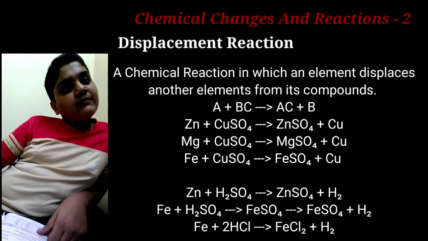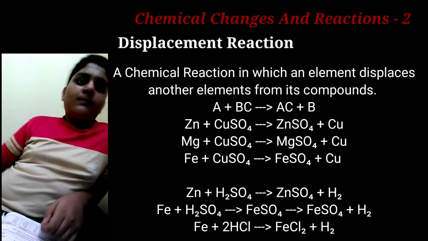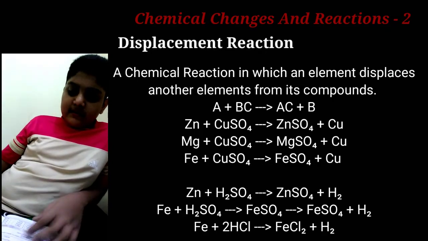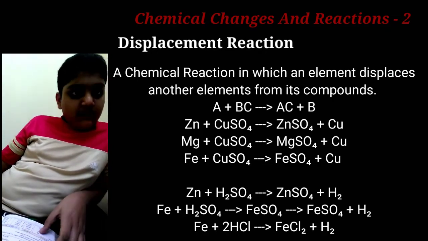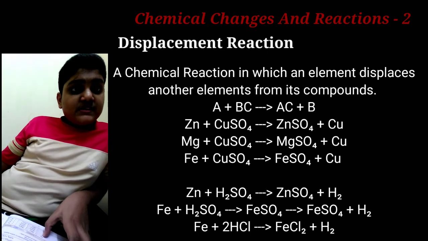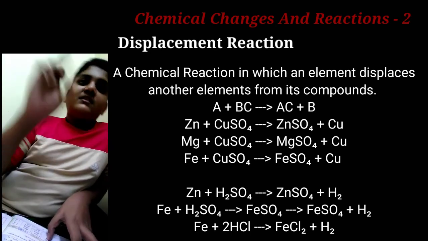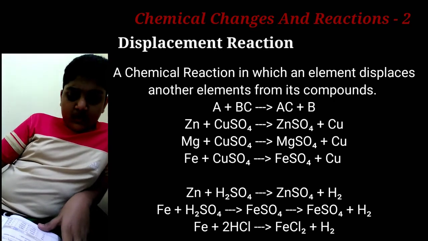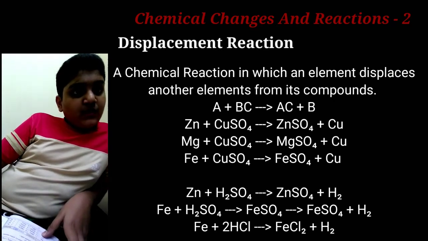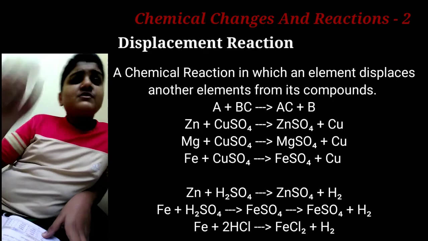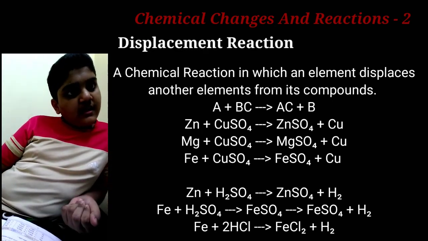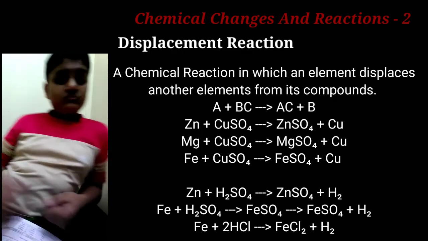Magnesium plus copper sulfate, what will it give? Magnesium sulfate plus copper. Anyone, remember any one example. And what about Zn plus H2SO4, zinc and sulfuric acid? Zinc sulfate plus hydrogen, that's all. What about iron plus H2SO4, Fe plus H2SO4, FeSO4 plus H2?